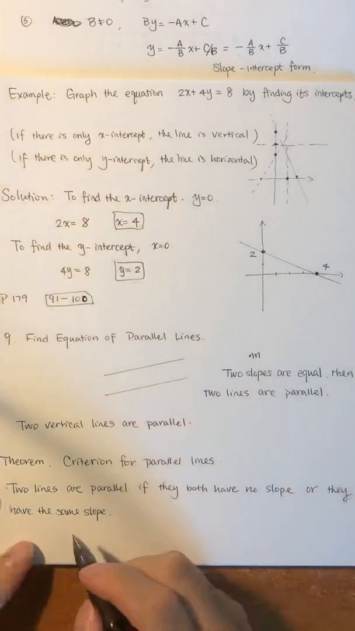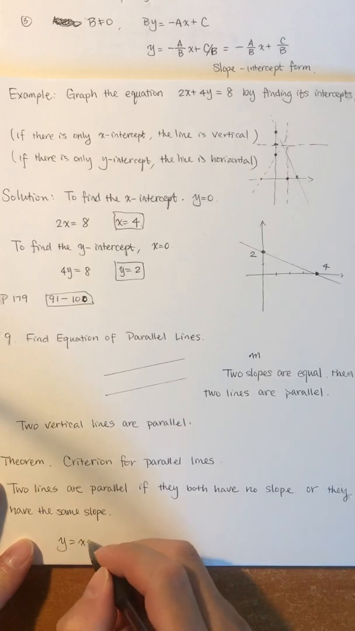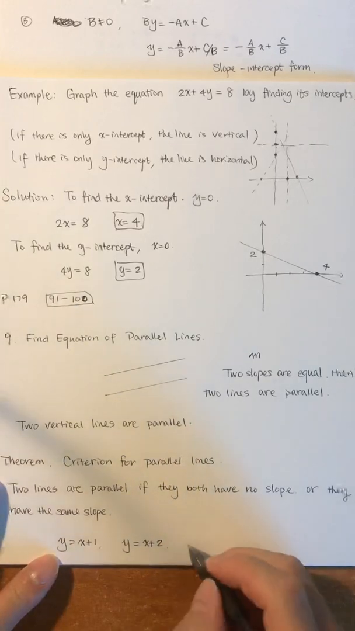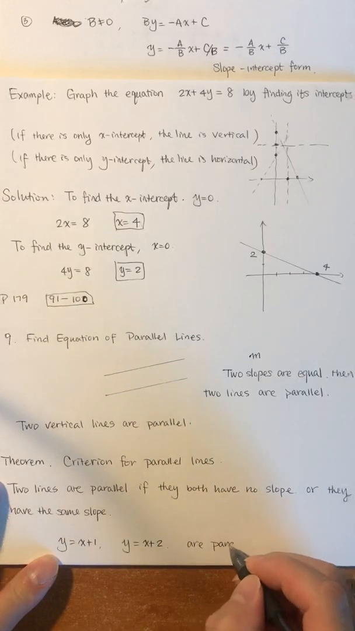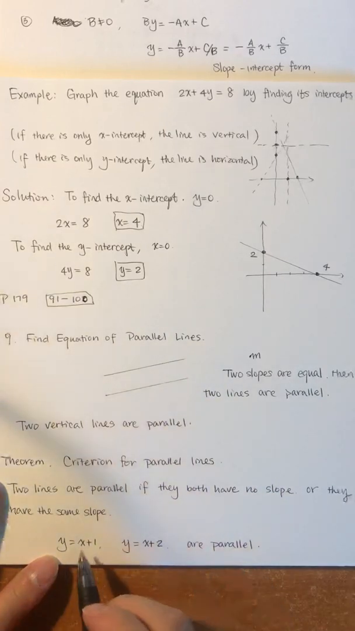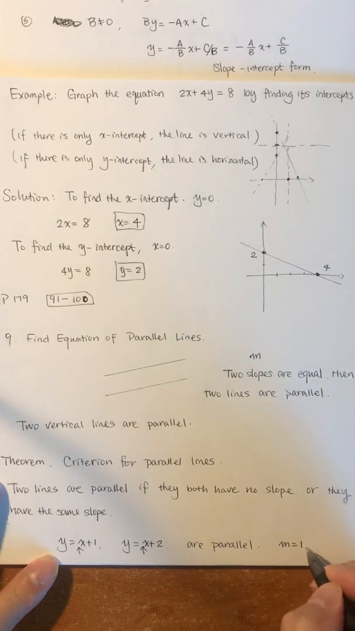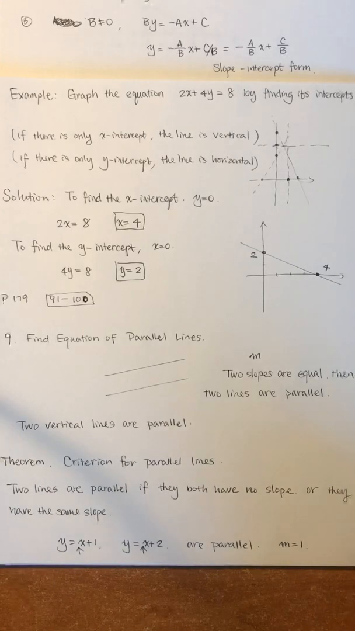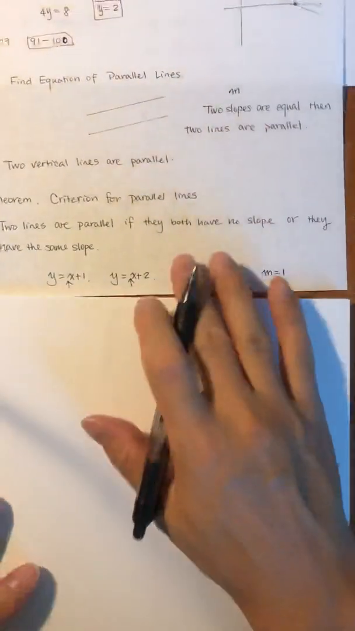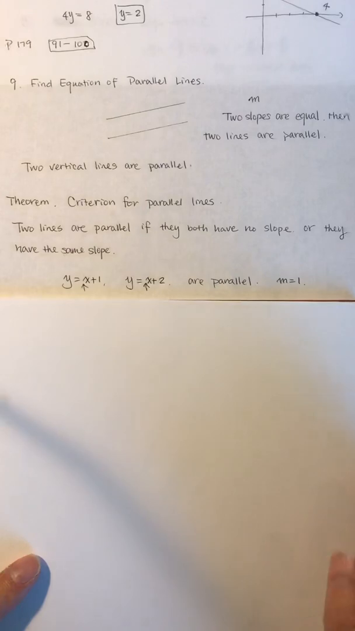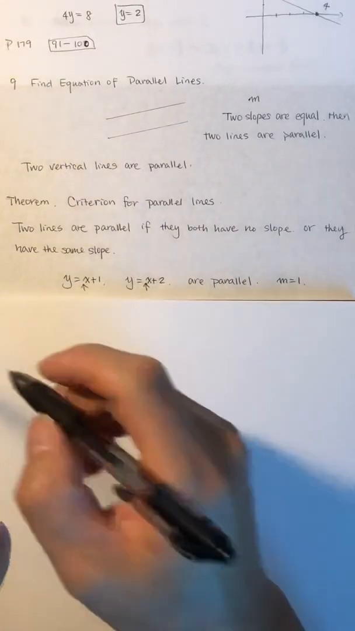For example, if we have y equal to x plus 1 and y equal to x plus 2, these two lines are parallel because they share the same slope 1. Both have the same slope 1. So it's very easy to determine if they are parallel or not. To determine the parallel condition, we just check the slopes.